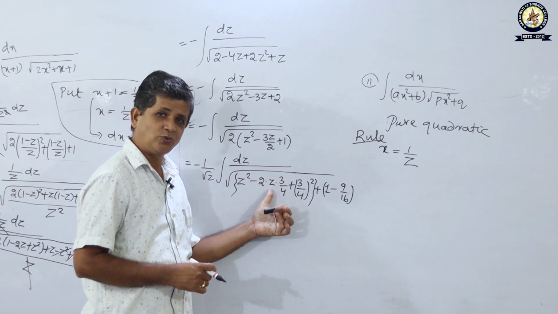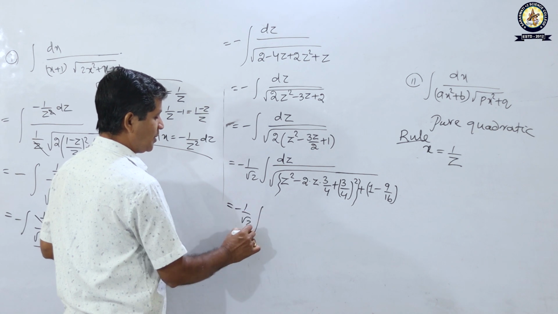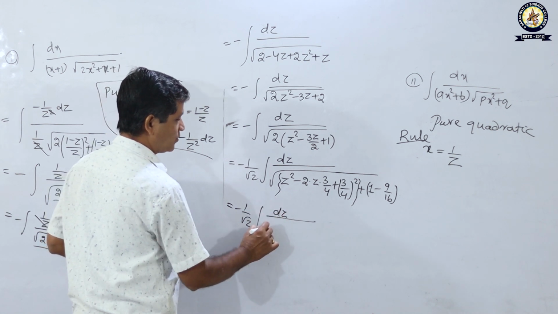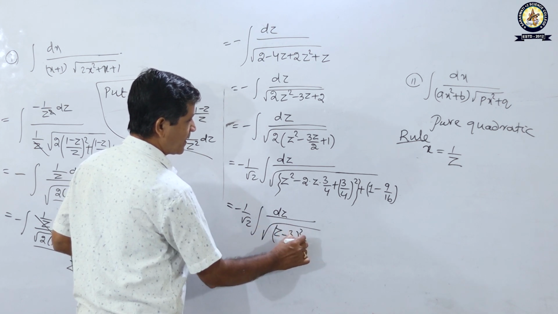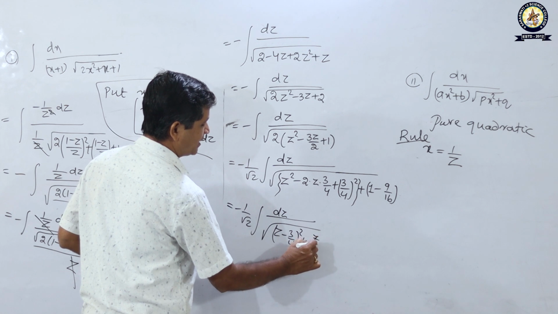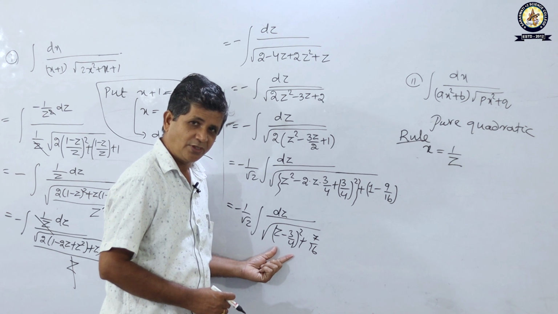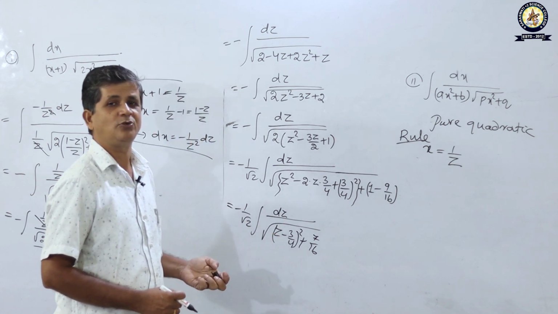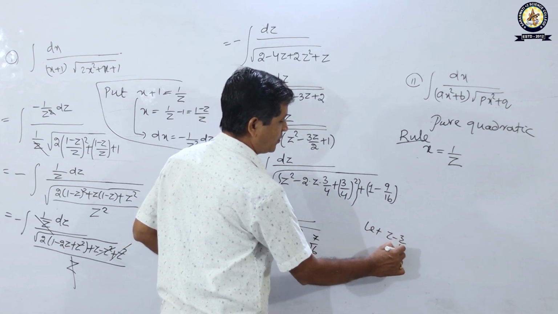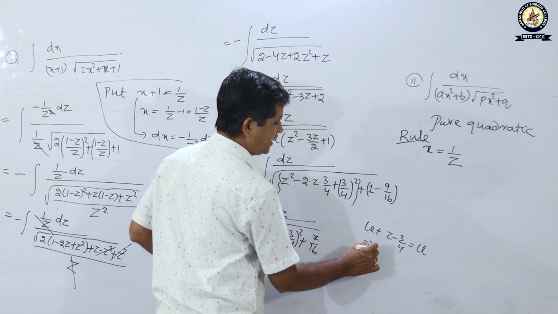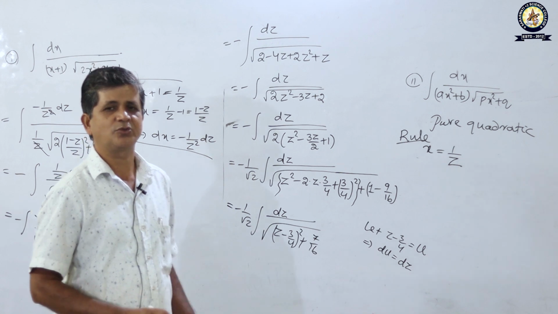A square minus 2ab plus b square. So it is minus 1 by root 2 into integration of dz by root over of (z minus 3 by 4) whole square plus 7 by 16. It is 7 by 16. If you take z minus 3 by 4 as u, then what will be dz? Let z minus 3 by 4 equal u. Then du by dz equals 1, so du will be equal to dz.